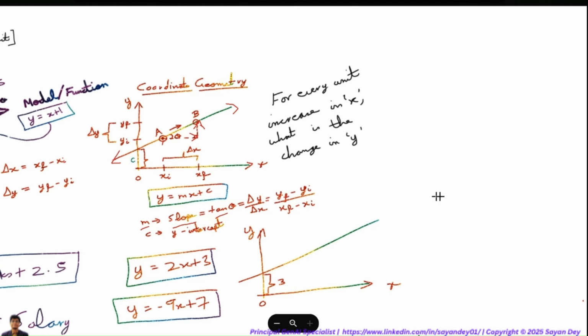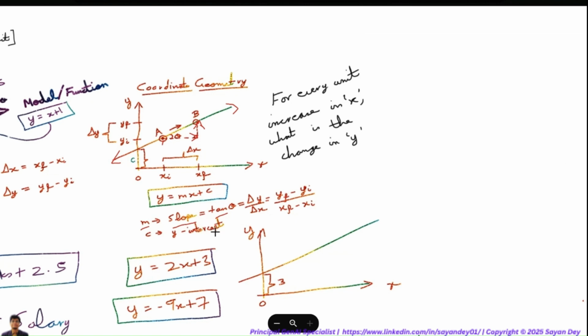So for every unit distance you travel along the x-axis, how much distance are you rising along the y-axis? That's how we understand the meaning of slope. The x-axis is the horizontal direction that we are traveling, right? So for every unit distance that we are traveling along the x-axis, how much distance are we traveling along the y-axis? That's the way we understand the meaning of slope.